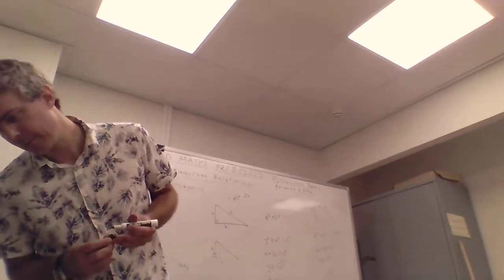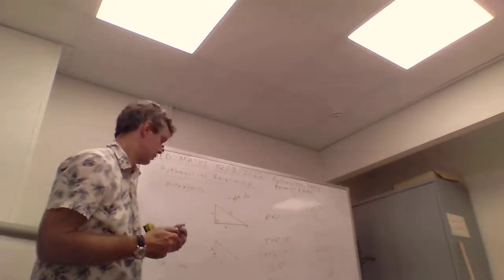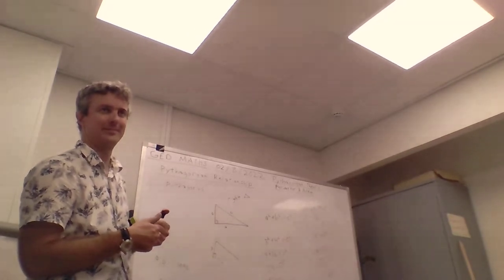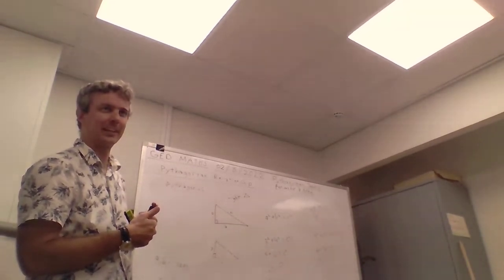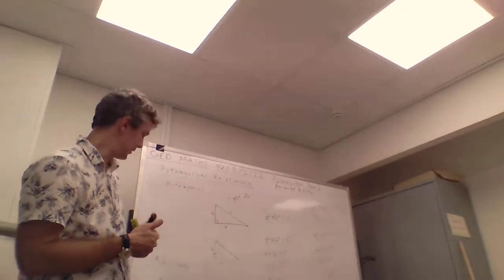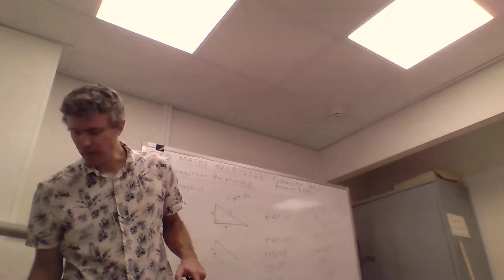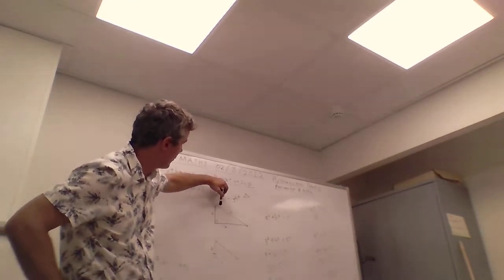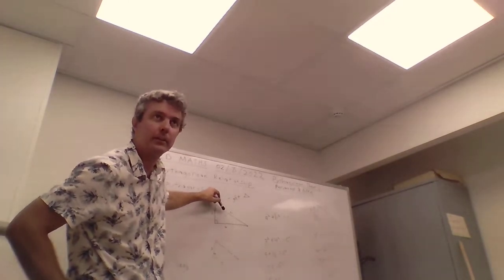Did I spell that right? Oh no, no E. Hypotenuse. That's also from Greek. It doesn't look like an English word. Basically, hypotenuse is the name for the line which is across from the right angle.